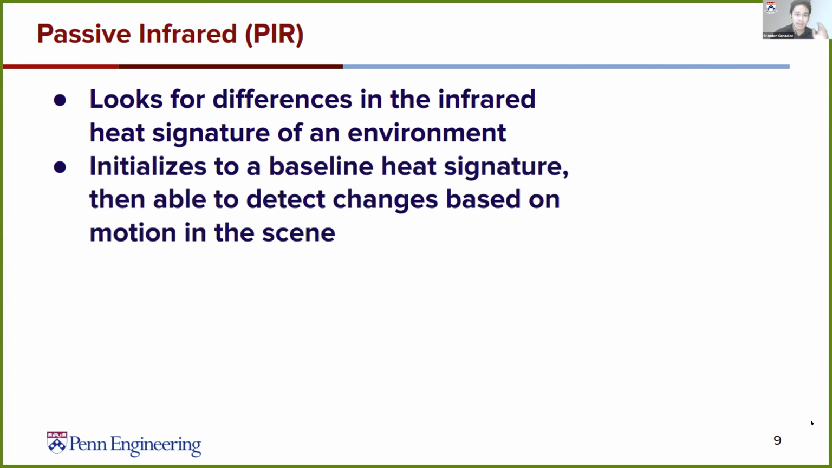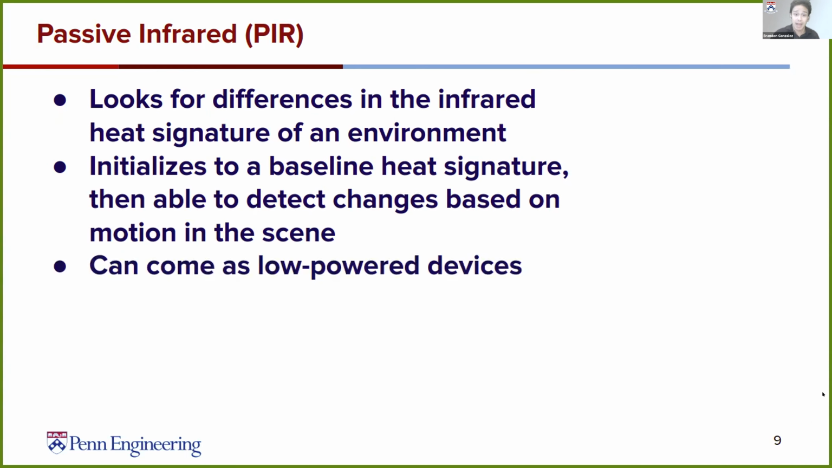So the PIR sensor needs some time to initialize to the baseline heat signature in the environment. And then once it has a reading of the environment without anyone in it, it's able to detect changes based on motion in the scene. So if someone enters the environment, it'll detect the change in that heat signature and be able to say, hey, someone is in the environment.